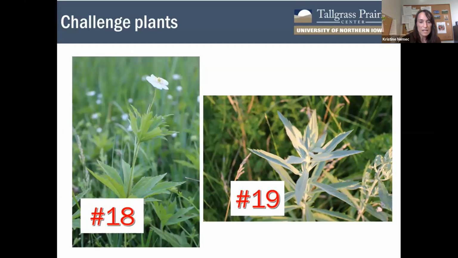Next, number 18 and 19, also very commonly found over the weekend, at least in Black Hawk County. 18 is sometimes included in the seed mixes too. 19 is not. 18 also comes in on its own sometimes.